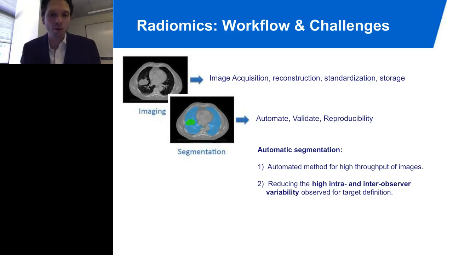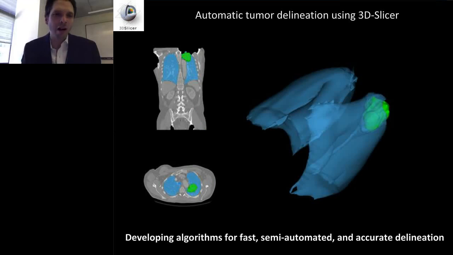But also, I think even more importantly, we want to use these semi-automated and automated techniques to really reduce the high intra- and inter-observer variability. So if you have 5 radiologists that segment the same tumor, all of them will have slightly different boundaries. So using semi-automated and automated techniques, we really want to reduce this observer variation and hopefully get more stable results. So we're applying a lot of our techniques in 3D, from the 3D Slicer platform.